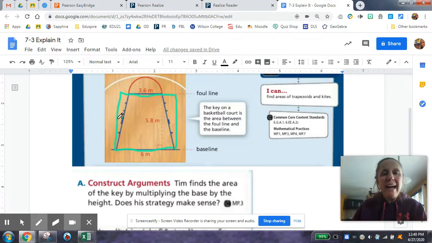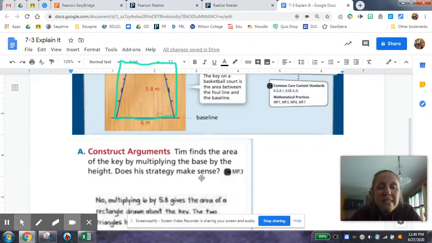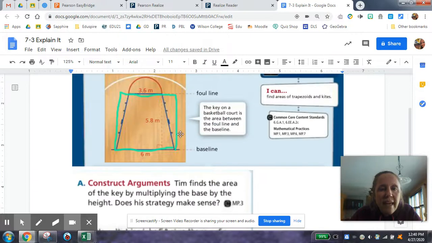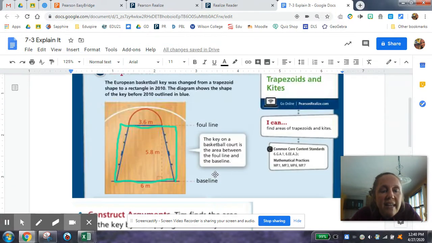So if you see what I outlined is what, when we do base times height, what we find the area of. So we can't really use Tim's strategy because when we multiply 6 by 5.8, that includes these extra spots of triangles that are not included in Tim's shape. So no, Tim cannot find the area of the key by multiplying the base times the height.